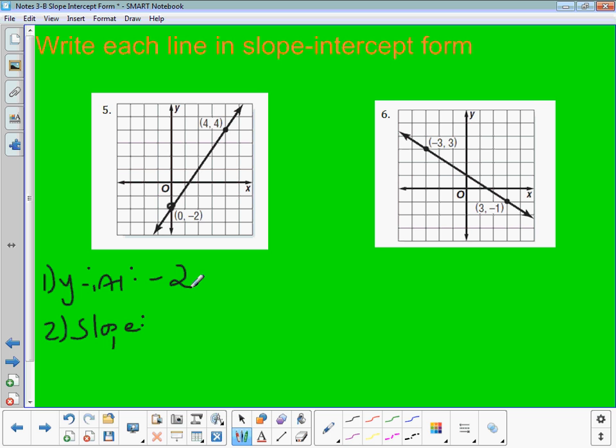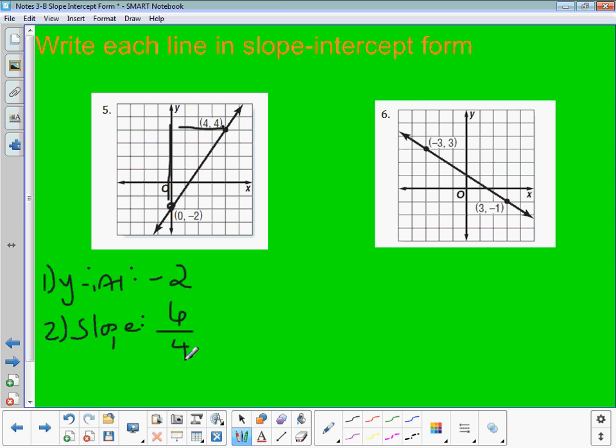So now I need to calculate the slope. I'm going to go from this point here up to that point there. So I need to figure out first how many I'm going up. I'm going 1, 2, 3, 4, 5, 6 up. So I'm going 6 up, which is positive. And then I'm going right 1, 2, 3, 4. Right is also positive. So my slope is 6/4.